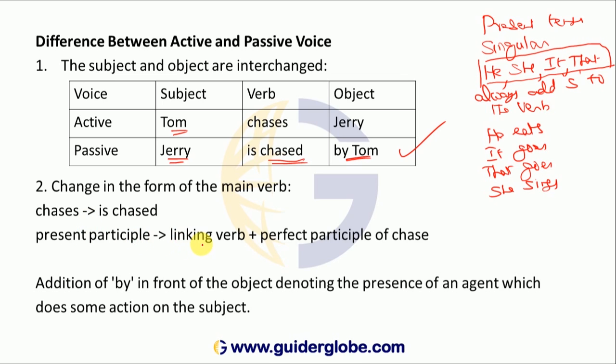Okay, next. That is what is explained here: present participle, linking verb, perfect. So addition of by. What I told you is written in the description here. Linking verb and all. So you remember in a simple manner: object first, subject by me last. Before by, V3. Then the verb of the object you have to put. Verb of the object, not verb of the subject. The verb of the object you have to put in passive voice.